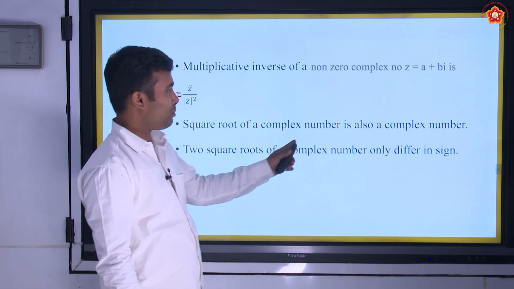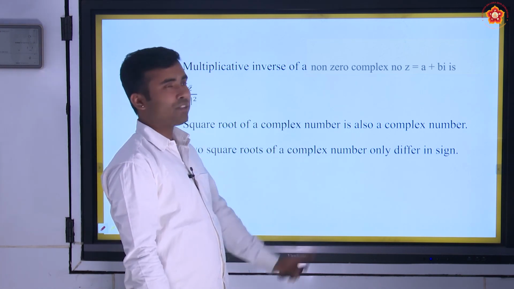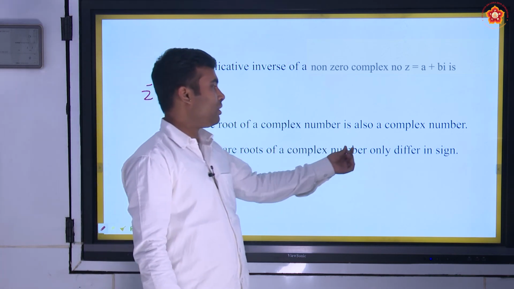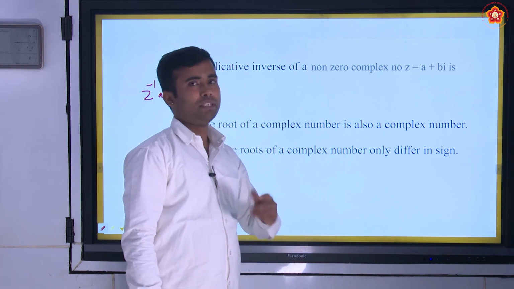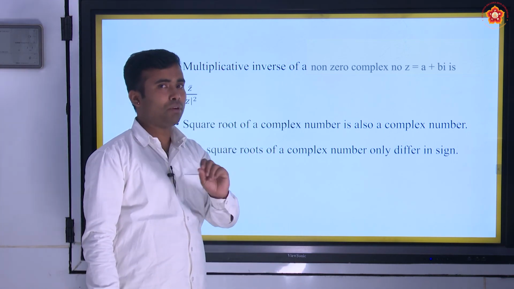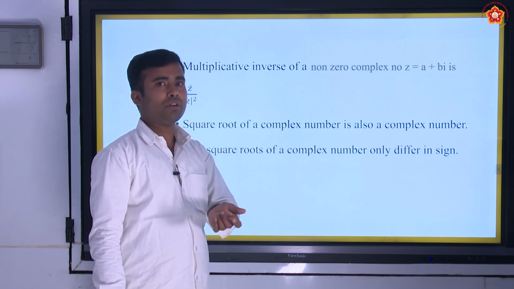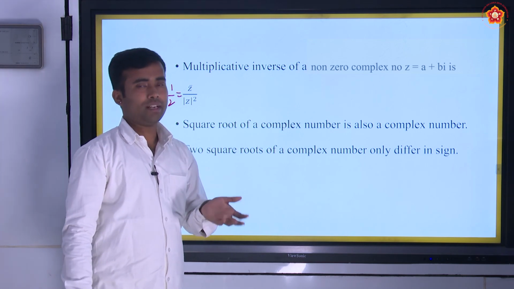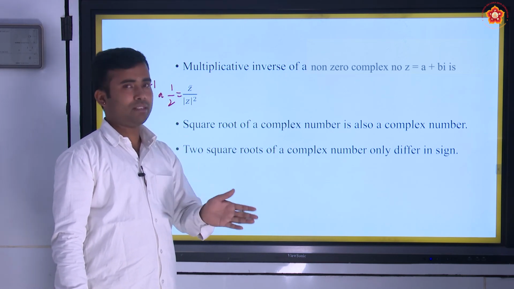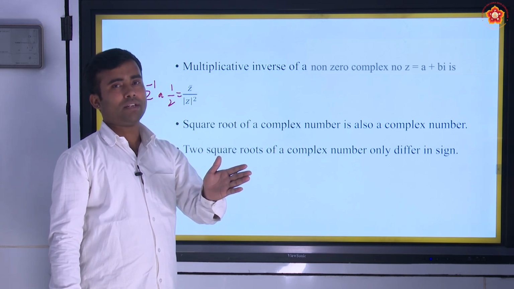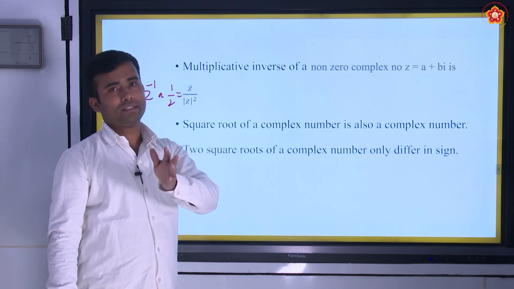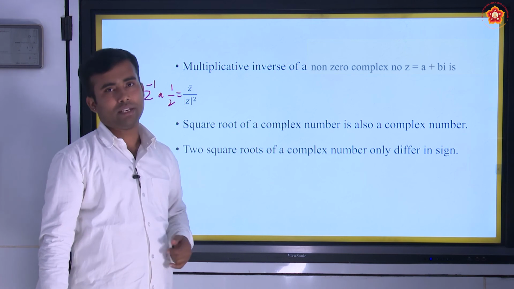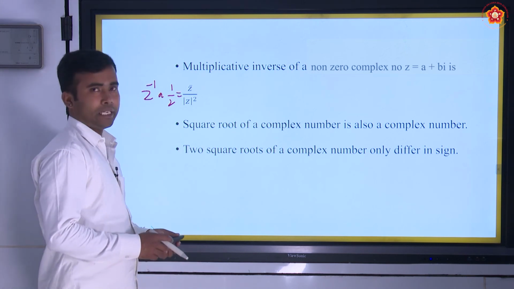And the last topic we have discussed is the square root of a complex number, which is again a complex number, and the two square roots of a complex number only differ in sign. That means as we discussed, if the imaginary part is negative, then if you find the square root of that number, the signs of the real and imaginary parts differ. If the real part has a plus sign, then the imaginary part gets a minus sign, and if the imaginary part is positive, then the real part gets a negative sign.